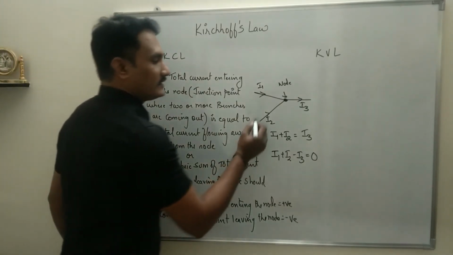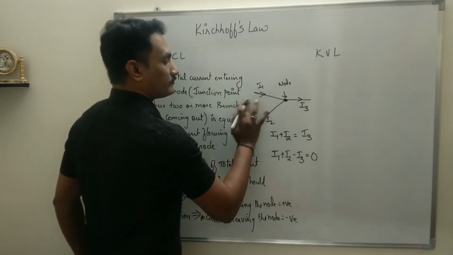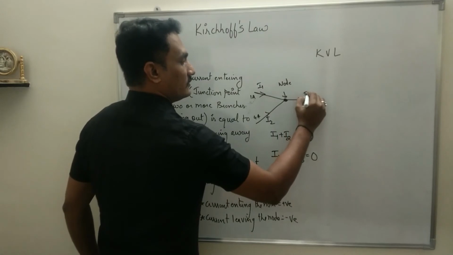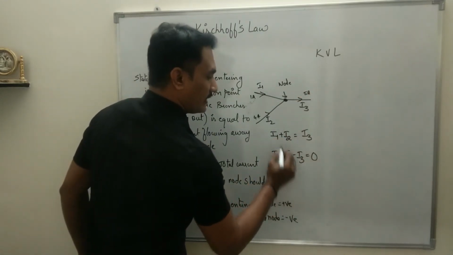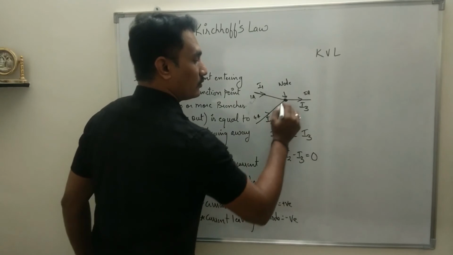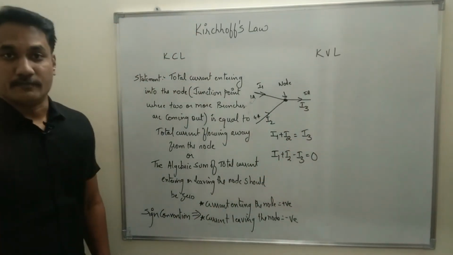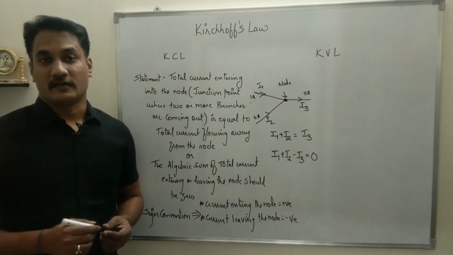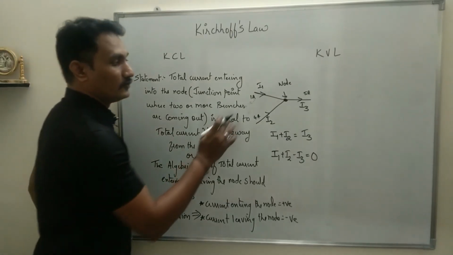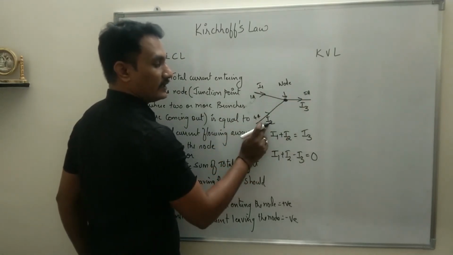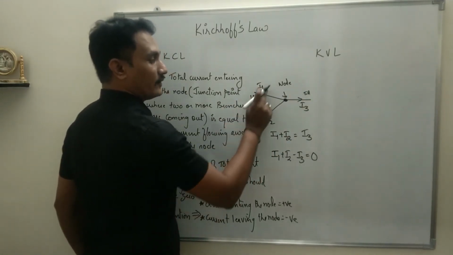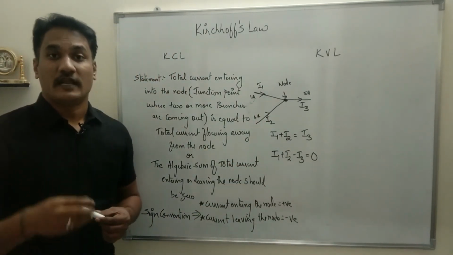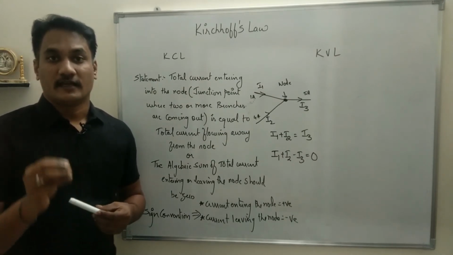If you take this value as, say, 1 ampere, and say this is 4 ampere, so this will be 5 ampere, right? I1 plus I2, 1 ampere plus 4 ampere, will be equal to the total current leaving the node, 5 ampere. So if you know the current entering the branches, you can easily identify the current leaving the branch. If you know I1 and I3, you can calculate I2. If you know I2 and I3, you can calculate I1. If you know I1 and I2, you can calculate I3. This is how Kirchhoff's current law will help you solve a given electronic circuit.